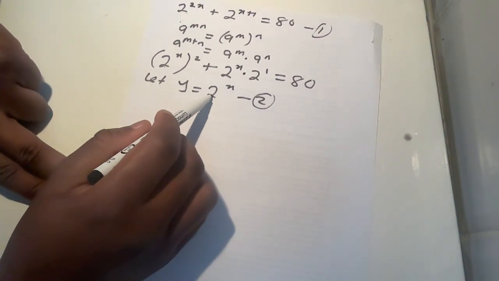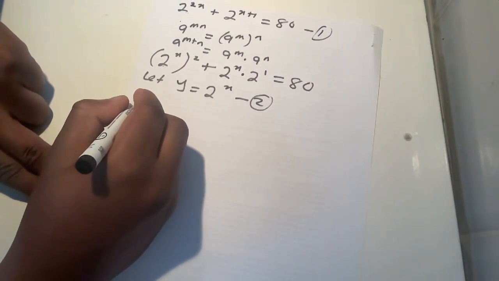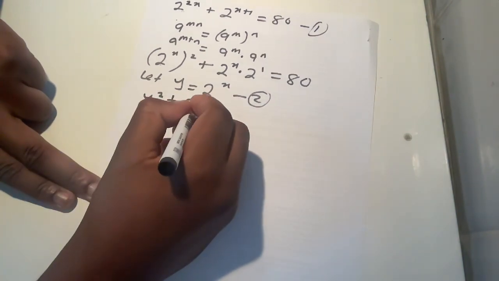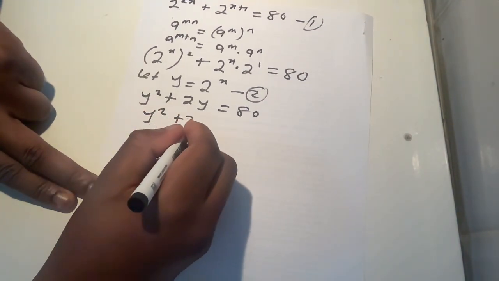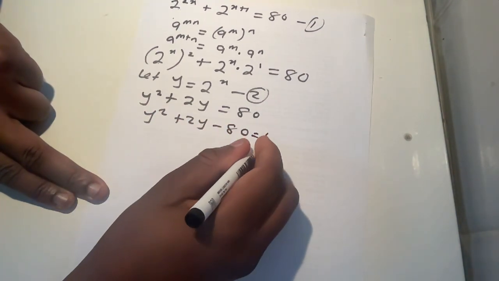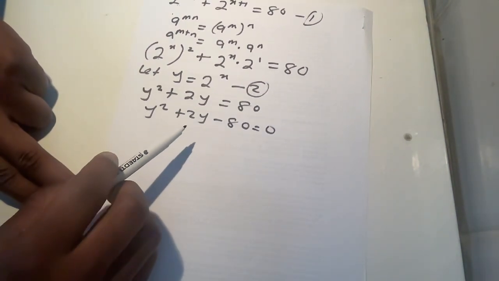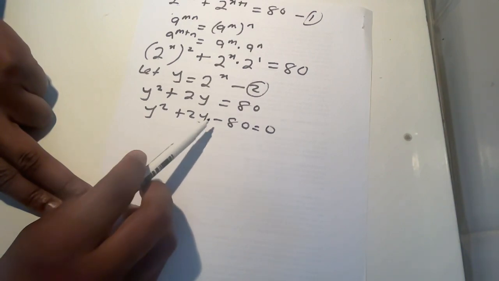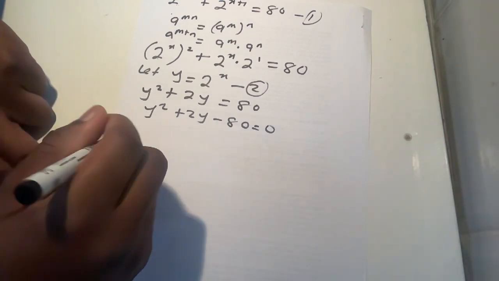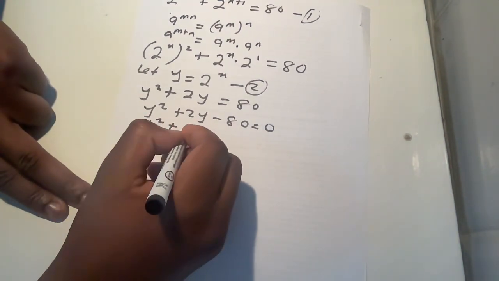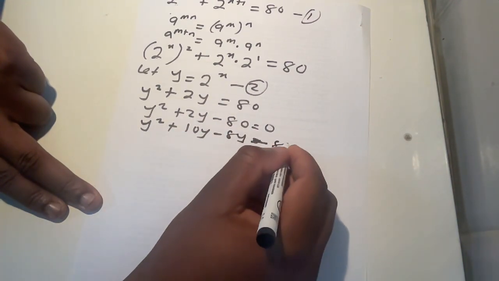By replacing 2 to the power x with y, you turn the problem from an exponential problem into a quadratic problem. So we have y squared plus 2y is equal to 80. So this is a quadratic problem. What are the two numbers that if I add will give me 2, and if I multiply will give me minus 80? That is plus 10 and minus 8. So I will have y squared plus 10y minus 8y minus 80 is equal to 0.